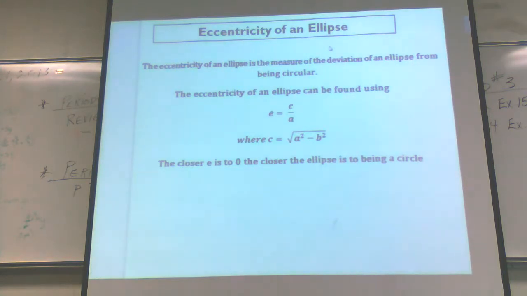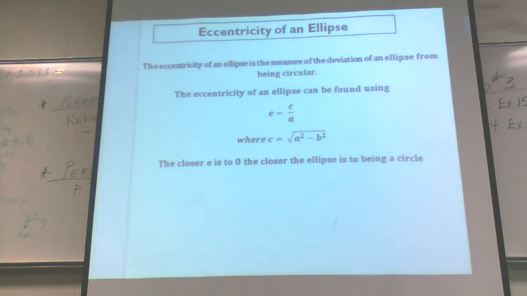So just to show you differences, you can do a sketch. The big idea here is eccentricity measures how close it is to a circle. The closer this number is to 0, the closer it is to being a circular shape. It won't be a squash.